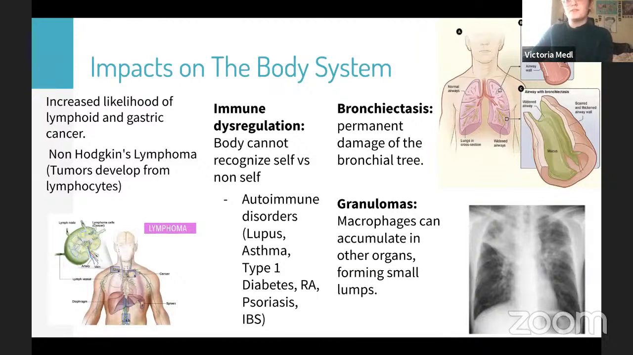And people with CVID also have an increased likelihood of developing cancers related to the blood, the immune system, and gastric cancer. So a big one with CVID patients is non-Hodgkin's lymphoma. The tumors basically develop from your white blood cells. There's too many of them, or too few, and they attack and mutate because of these defects in the T cells.